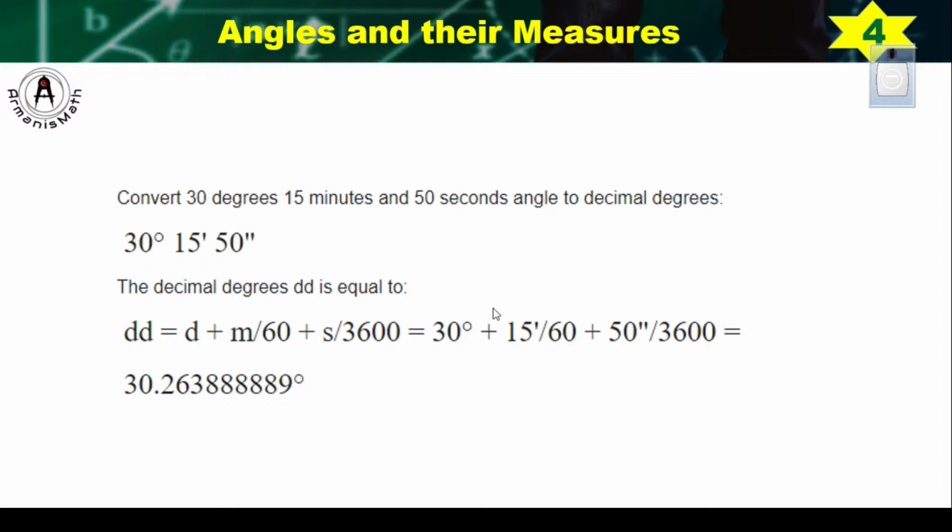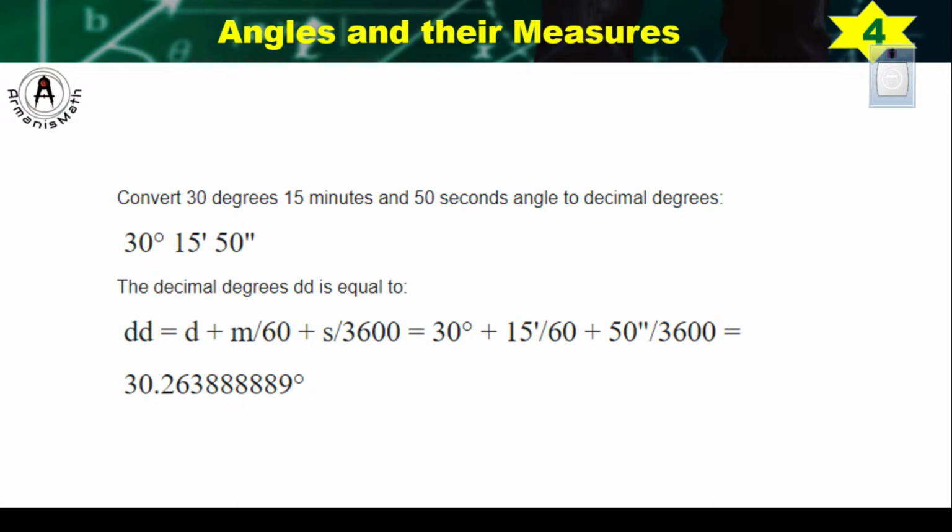Okay, here's another example. Convert 30 degrees, 15 minutes, and 50 seconds to decimal. Again, the first thing I do is take the degree the way it is, and then I'm going to take the minutes, divide by 60, take the seconds, divide that by 3600, and then add the results. You're going to get a more precise measurement here. This is 30 degrees, 0.263. So that's more precise than just saying 30.